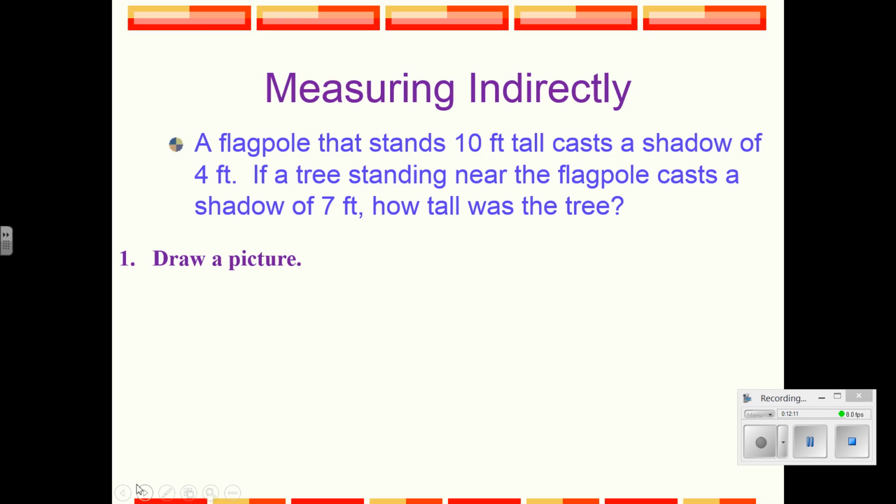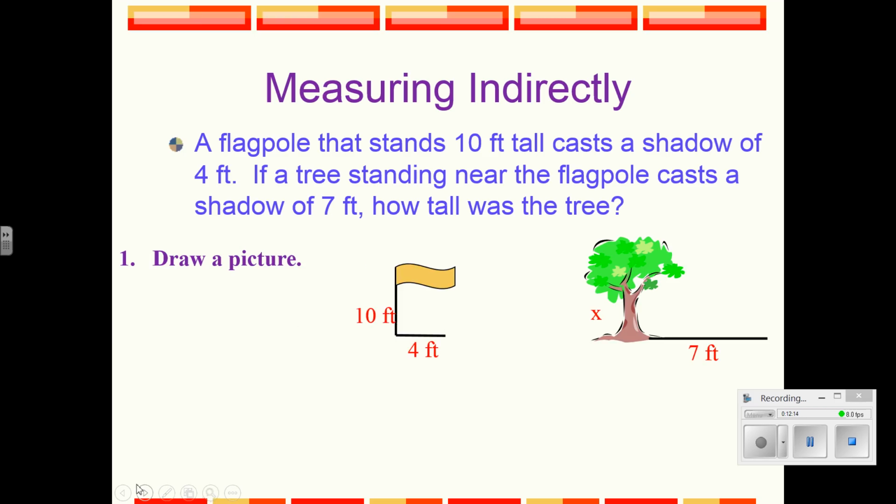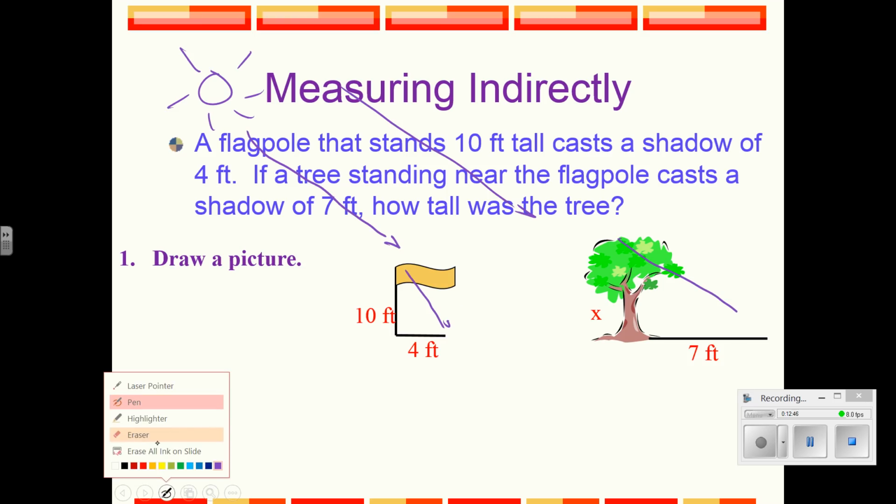So let's draw a picture to kind of articulate what's going on here. You've got a 10-foot tall flagpole, okay, casting a shadow of 4 feet. And you've got an X foot tall tree. We don't know how tall the tree is, that is casting a shadow of 7 feet. Drawing a picture to help you figure out any word problem is always really valuable. So here, let's draw our sun. If you notice, it is coming down at this exact angle for both of these figures, creating basically what you could call similar figures here. And I did a bad job drawing those little rays right there, but you get the point.